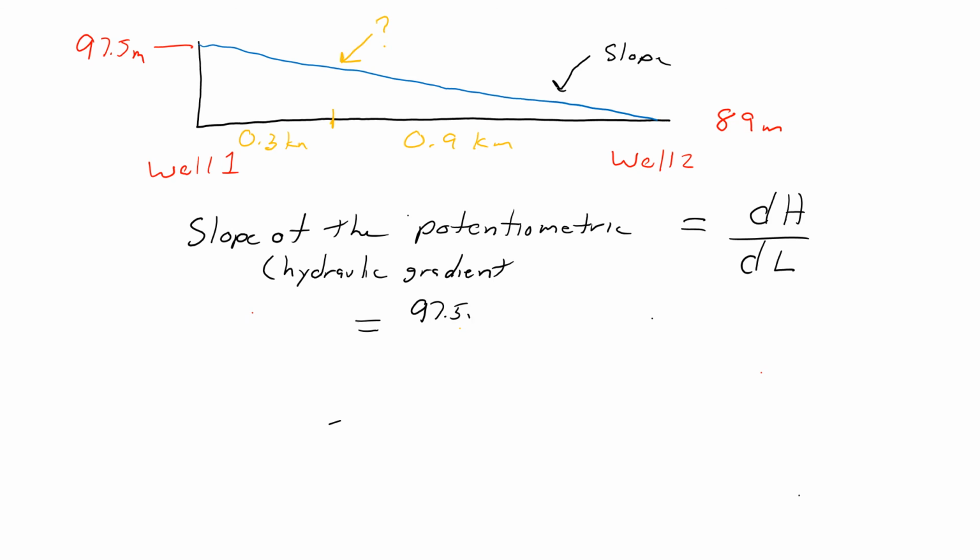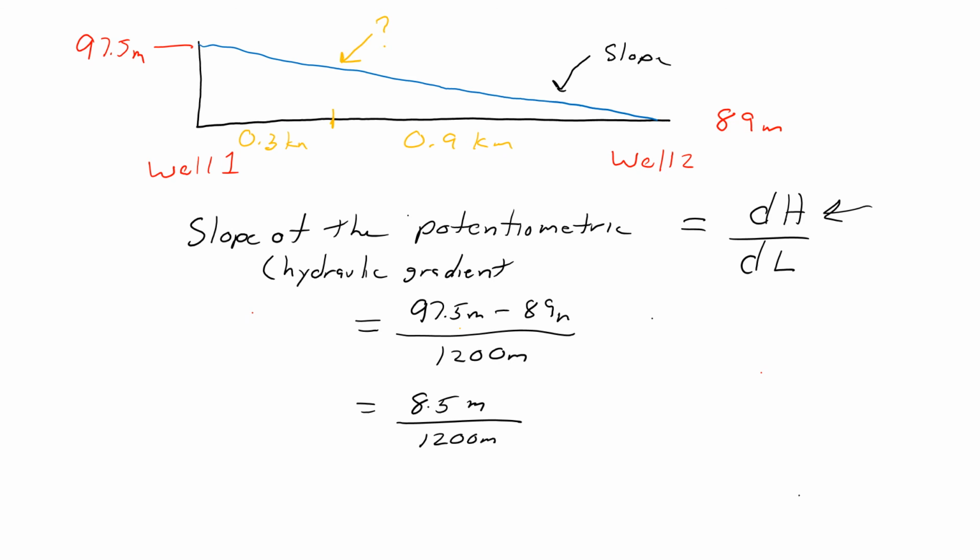So 97.5 minus 89, that's our drop in head over our distance between, which is 1,200 meters. That's 8.5 meters divided by 1,200 meters. And if you calculate that out, you get a drop of 7.08 meters per kilometer. Okay, so that's how much this slope changes from well 1 to well 2.